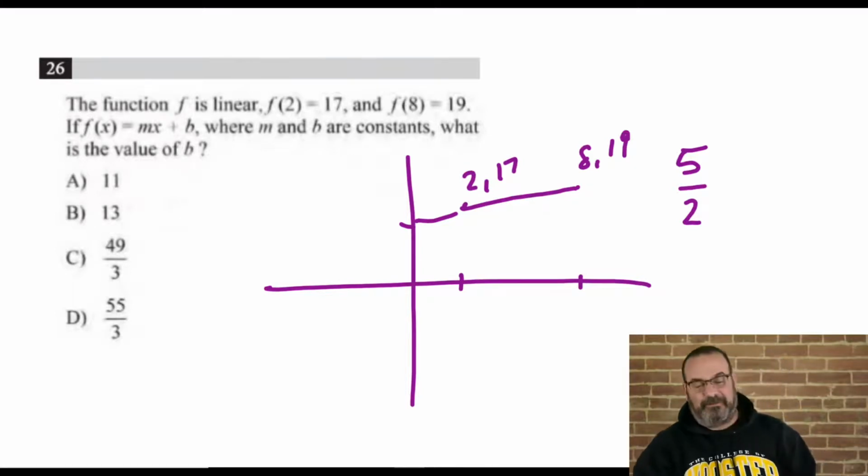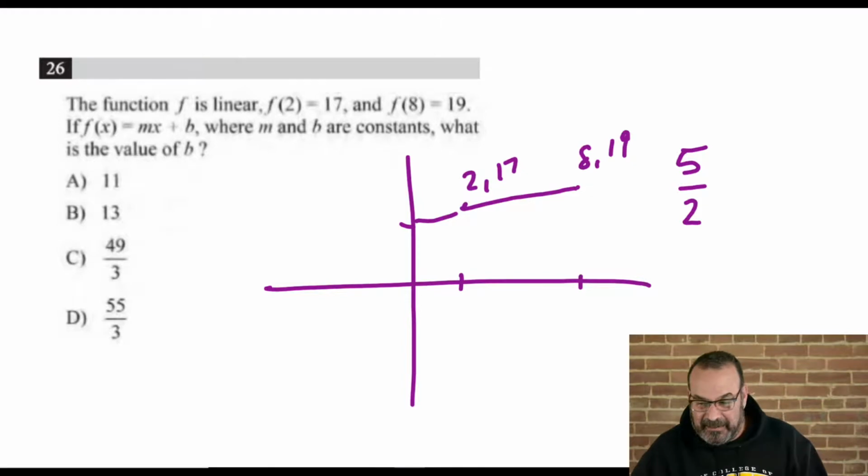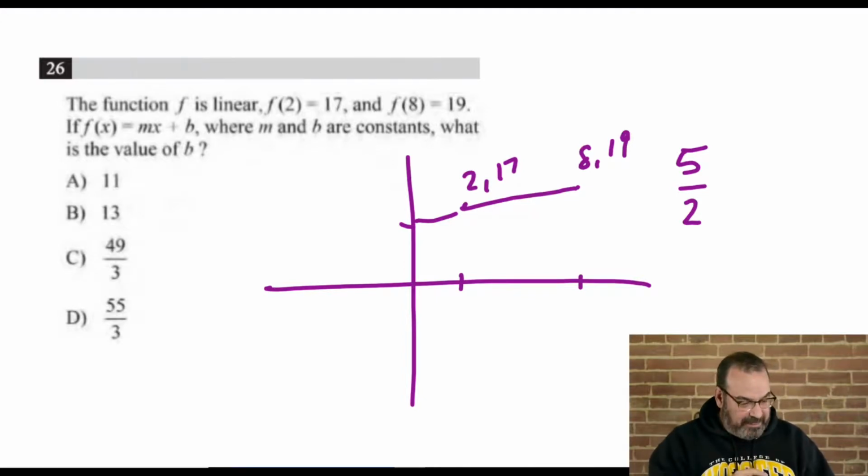Man, I don't want to do this old school. I got to find a test trick way to do this one. Anybody help me out here? Peyton, you got an answer? It can't be 11. That's way too far down. 13's too far. It has to be greater than 15. What's 49 divided by 3? I'm guessing on this one.